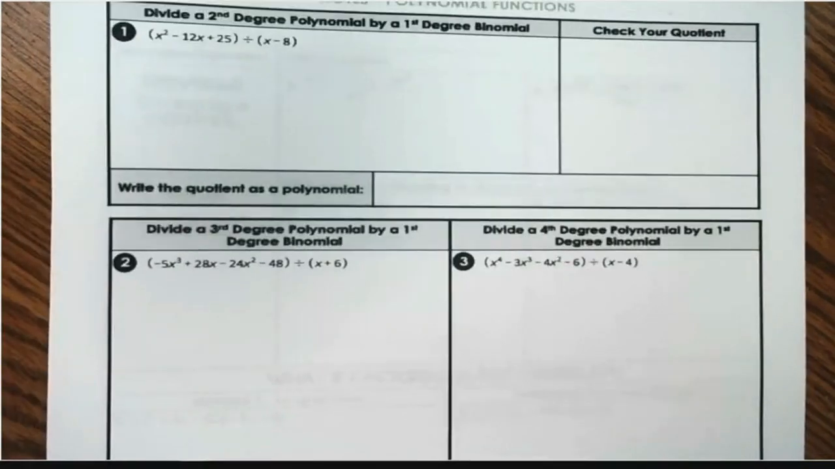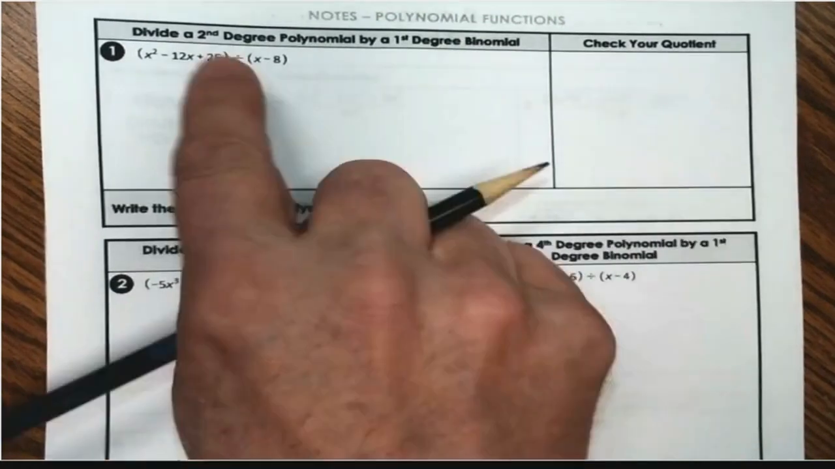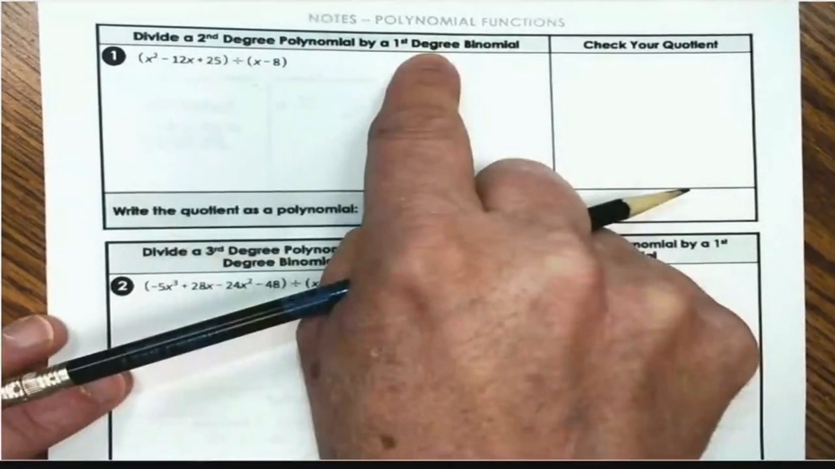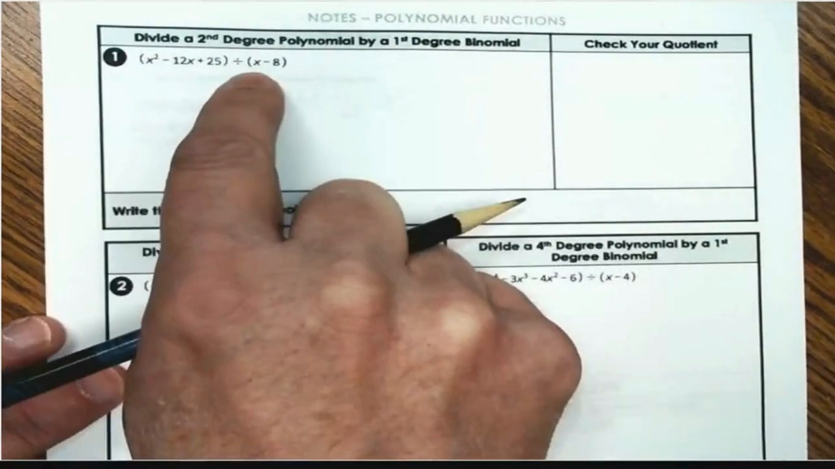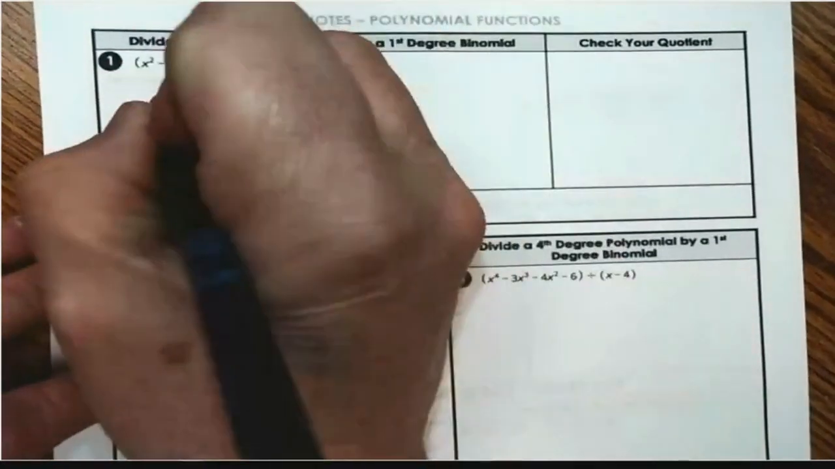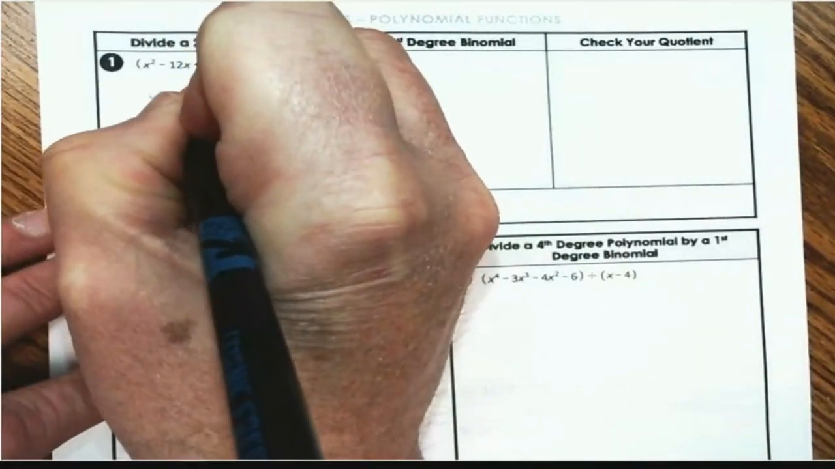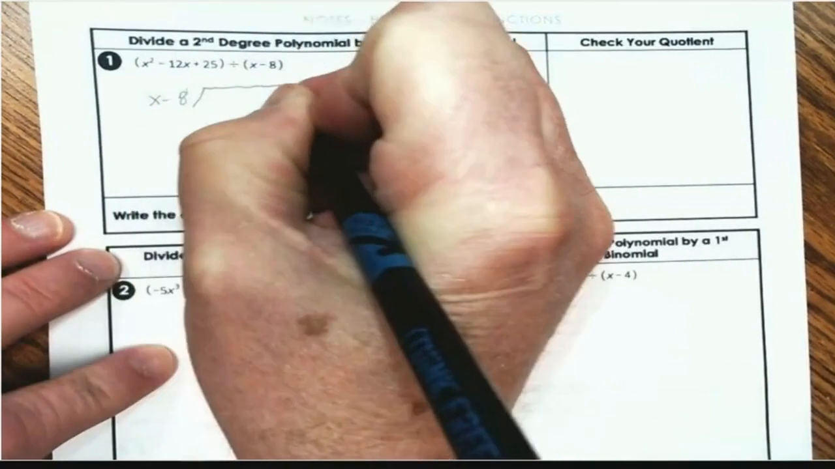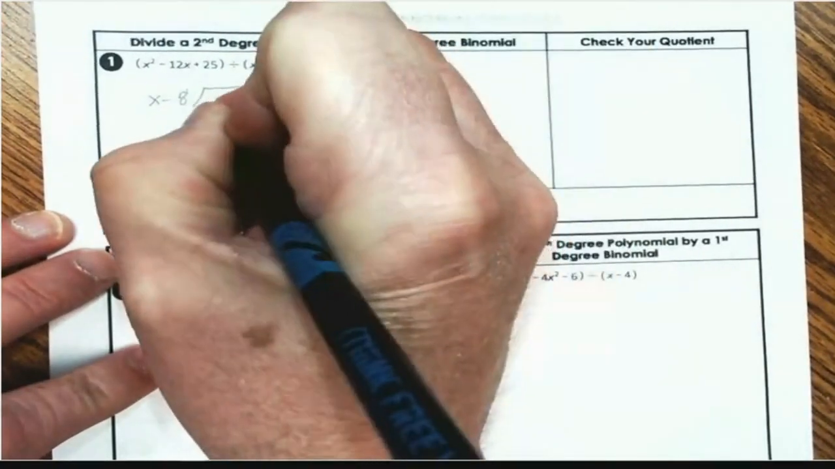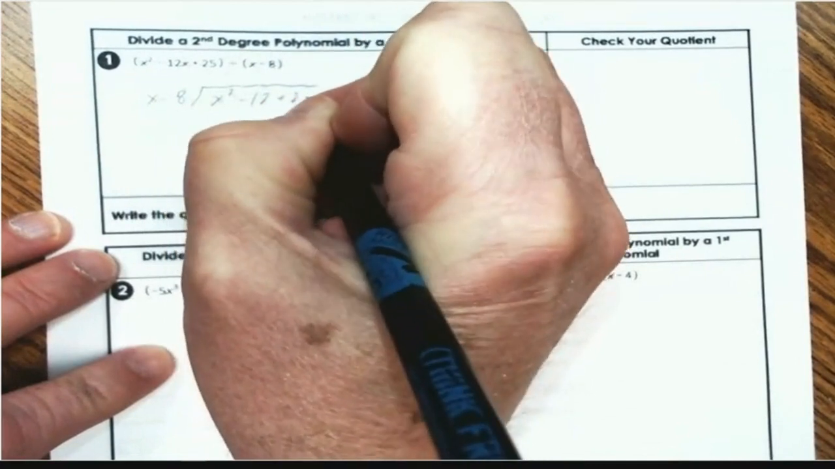And we have, go up to the top of here. So we're going to divide a second degree polynomial by a first degree. So this is x squared. This is just an x. So it's second degree by first degree. So we're going to write it just like we would our numbers when we were kids. X minus 8 divided into x squared minus 12x plus 25.